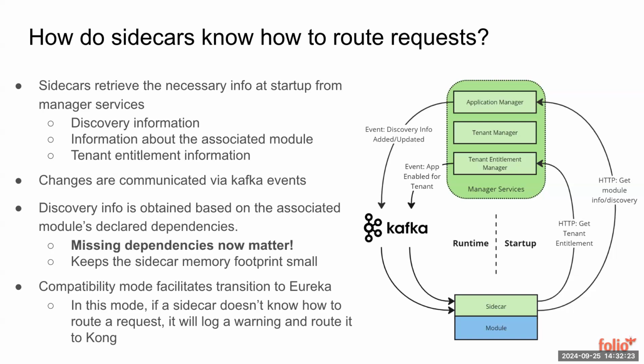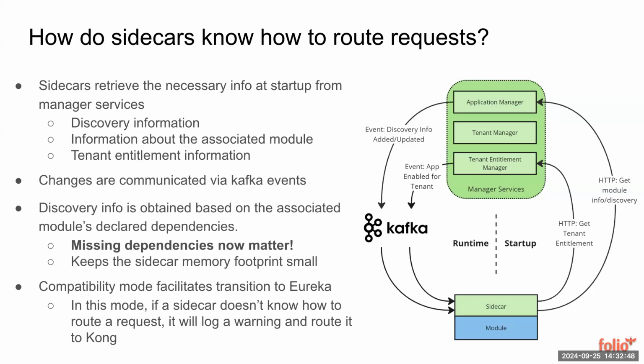Later on, once everything's up and running, the sidecars receive updates from these manager services via Kafka. If a new application is enabled or disabled, the sidecars need to know about that because they're enforcing these tenant checks. If some discovery information has changed, they need to know about that so they can route the request properly. That's the left-hand side of this diagram.